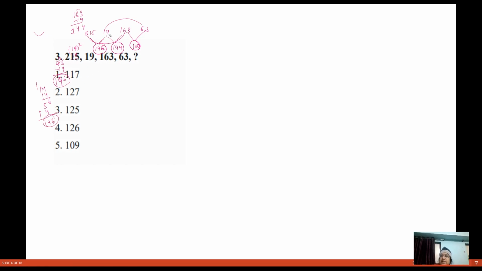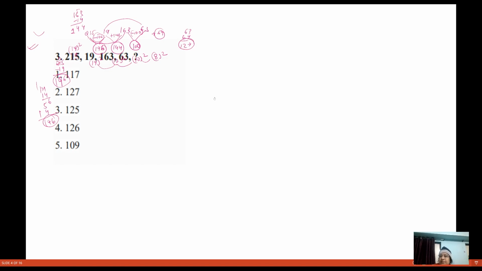Then 144, this is 14 square, this is 12 square, and this is 10 square. So by 2, the squares are decreasing. Next is 8 square. When you are doing this, you are subtracting 196. When you are doing this, you are adding 144. When you are doing this, you are subtracting 100. So now you have to add 64. When you add 63 and 64, what are you getting? 127. So 127 is your answer.